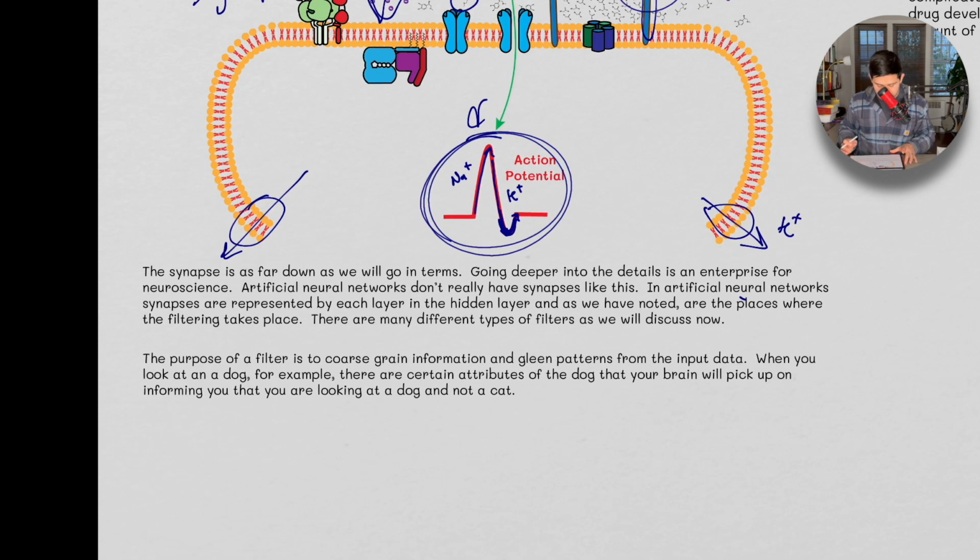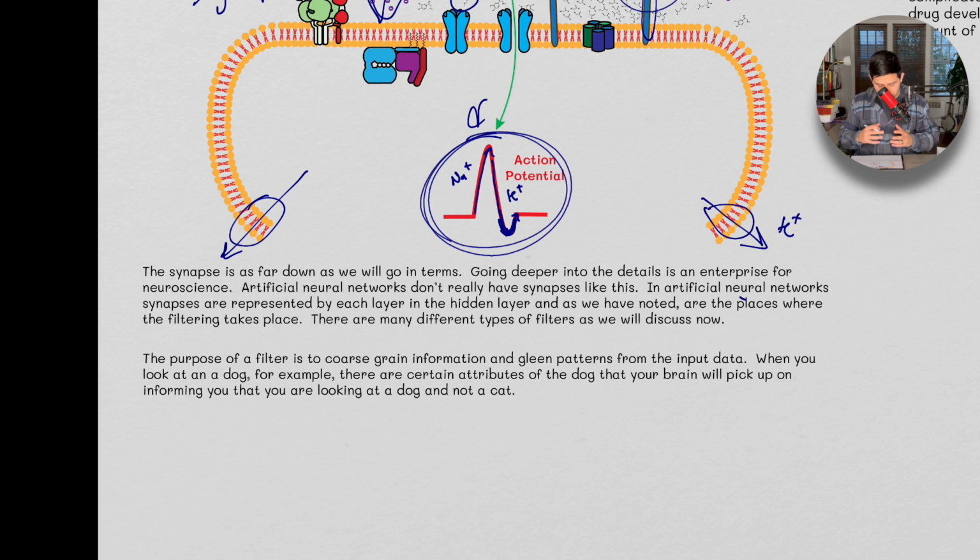At the synapse, so the synapse is as far down as we'll go in terms of going deeper into the details. Going deeper into the details is an enterprise for neuroscience, not this playlist. So we'll create a separate playlist on neuroscience. Artificial neural networks don't really have synapses like this.